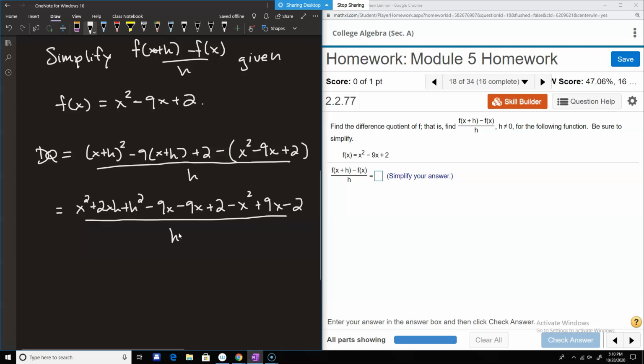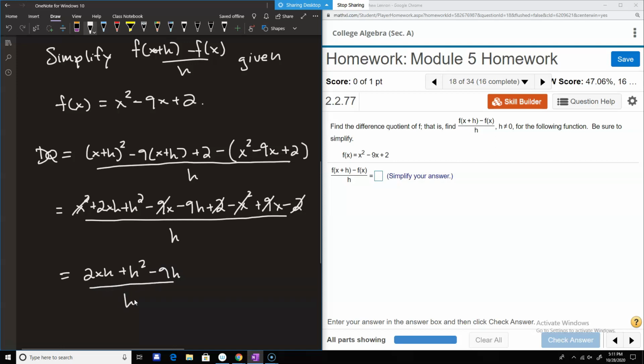Once you've done that expand everything step, you get a bunch of things that cancel. The x squared in front cancels with this minus x squared. The plus 2 cancels with the minus 2. The minus 9x cancels with the plus 9x. The second thing I wrote, minus 9x, should say minus 9h. And then that's it. We only have 2xh plus h squared and minus 9h left.